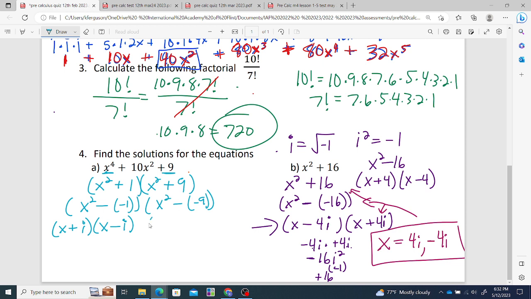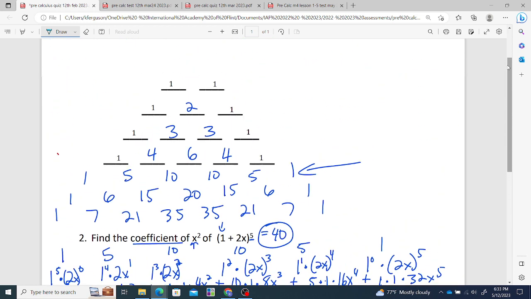So over here, I do the same thing. I've got x, and how do I get 9? 3 times 3. But how do I get negative 9? Well, that's x minus 3i times x plus 3i. When I multiply those two, I get x squared plus 9. When I multiply those two, I get x squared plus 1. Okay? So then what's my final answer? My x equals i, negative i, negative 3i, and positive 3i. That's my answers. So that's how you do this.